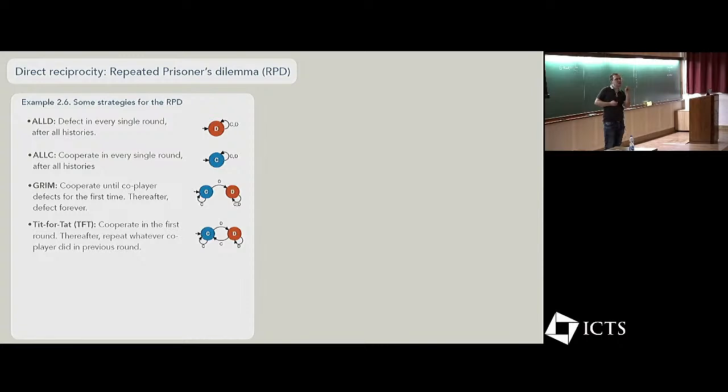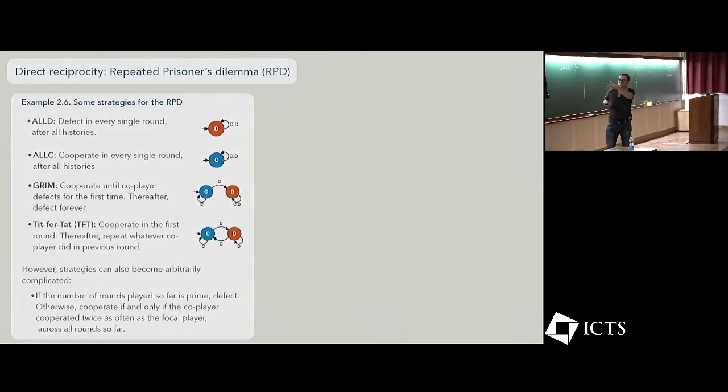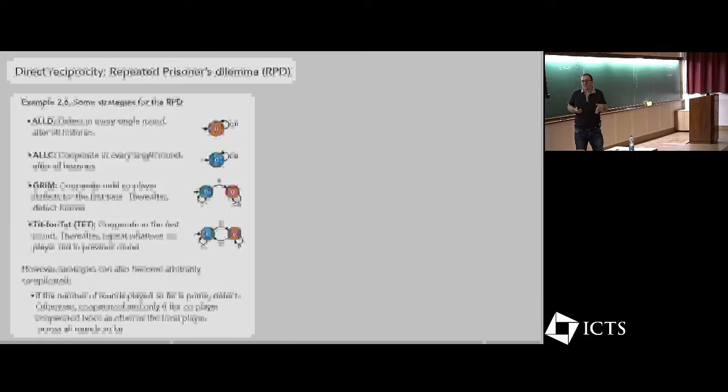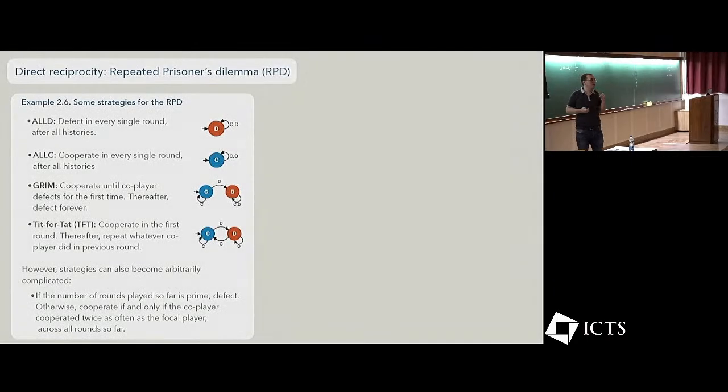Just keep in mind, strategies could be arbitrarily more complicated. For example, this is a very cumbersome one. If the number of rounds played so far is a prime number, then I defect. Otherwise, if it's a composite number, then I check how often I have cooperated so far and how often you have cooperated so far. Only if you have cooperated twice as often as I did, then I would cooperate. Otherwise, I defect. And obviously, you could make it even more complicated. You could condition, for example, on arbitrary facts about number theory. Strategies here can be really complex.